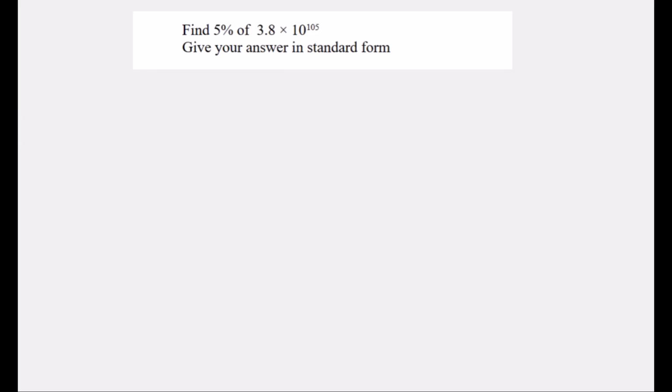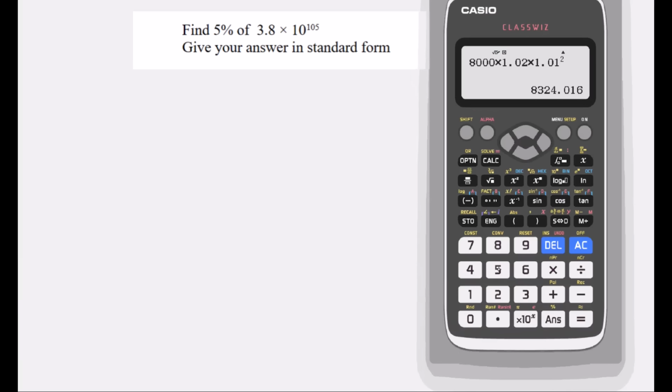Question 24. Find 5% of 3.8 times 10 to the power of 105. Give your answer in standard form. So we can't actually just type this into the calculator, because if we try to find 5% of 3.8 times 10 to the power of 105, the calculator won't do it. The calculator won't put a number as big as that in.